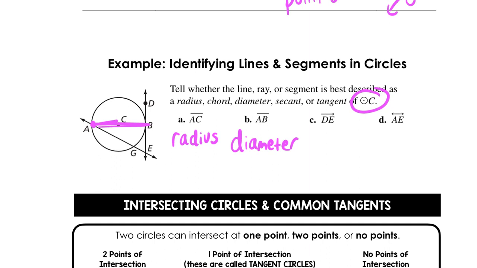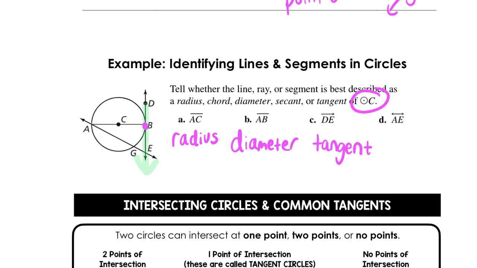Ray DE, this is interesting because we didn't necessarily talk about a ray. But if I were to highlight this ray DE, it's just this right here. That would be a tangent. Even though we define tangent as being a line, it could also be part of a line. So a ray is just part of a line. It's tangent to the circle at B. It only touches the circle at B. So a tangent only hits the circle at that one point.